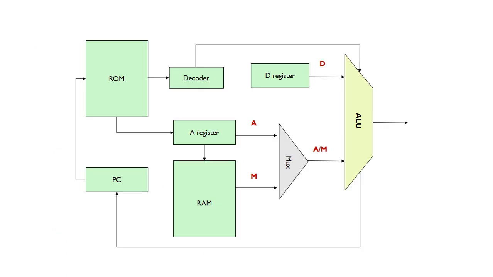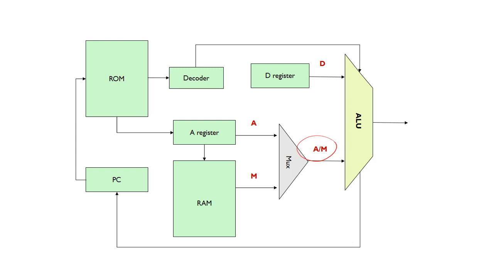Now we look more closely at this architecture. You can see that one ALU operation is always done on the D register. When you write D, it means you're using the D register. And then the other input to the ALU is always A or M.